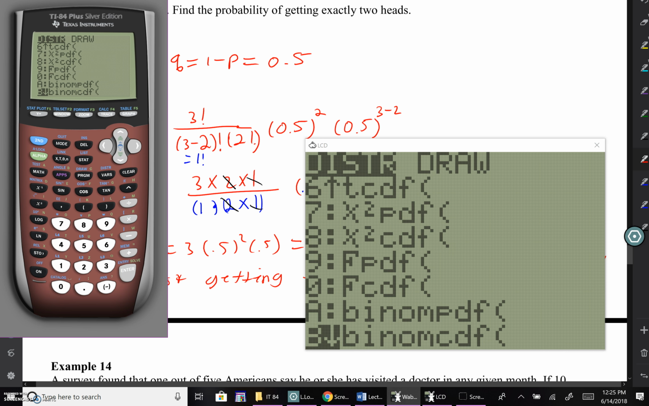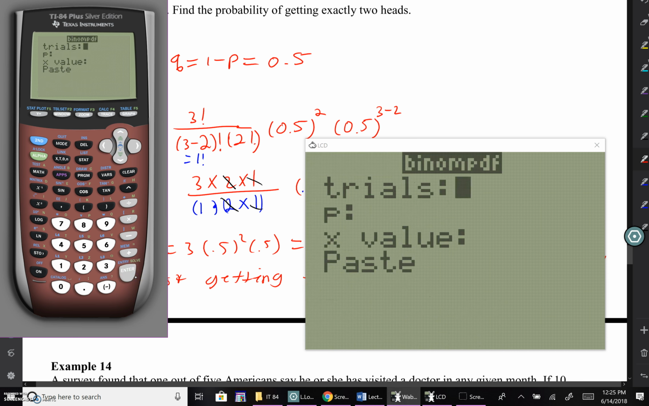So for our particular case, we want to use this binomPDF. And yours may or may not look like mine. If it doesn't, I'll write it out. So trials, it wants to know what's your N. For us, we had a 3. Your P is your probability, so 0.5. And X is the number that you're interested in. That's our 2.